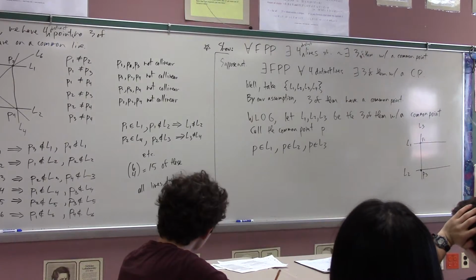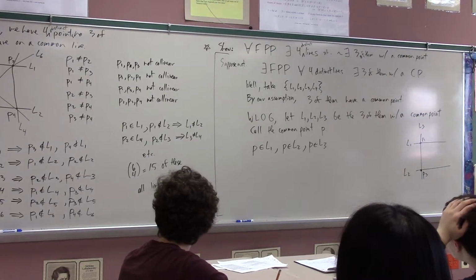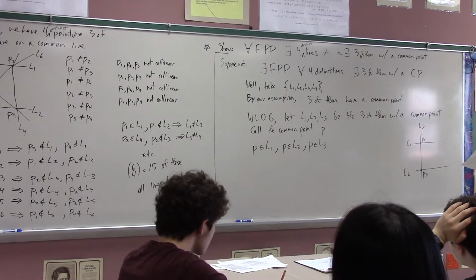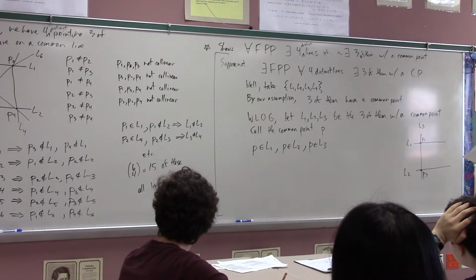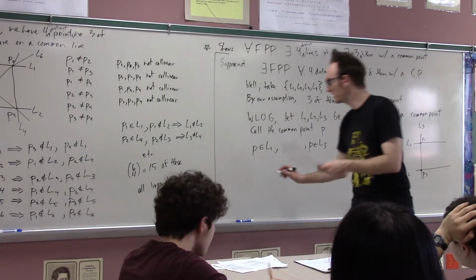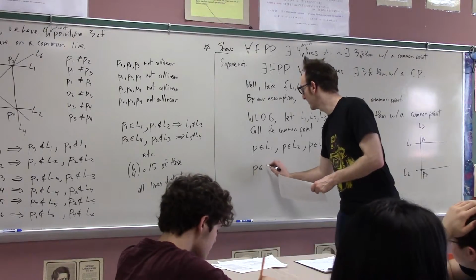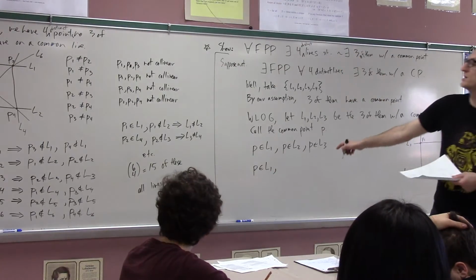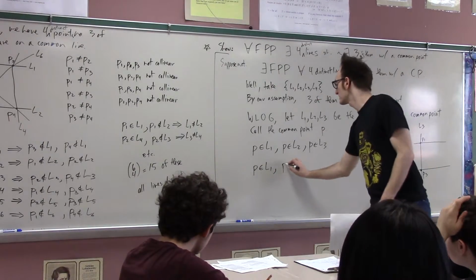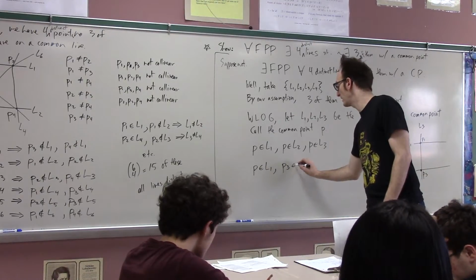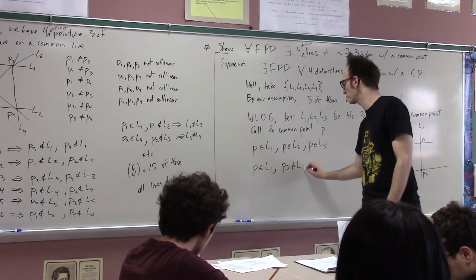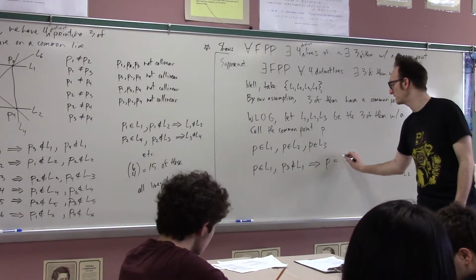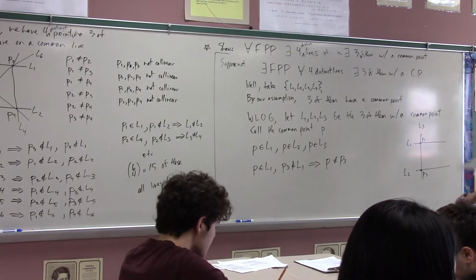So we can show that P is not P3. Why is that true? Because it's not on the line L1. P is on L1 because we defined it as the intersection of L1, L2, and L3. But P3 is not on L1. Since P is on L1 but P3 is not on L1, I can state emphatically that this weird point P, where all three lines intersect, is not P3.